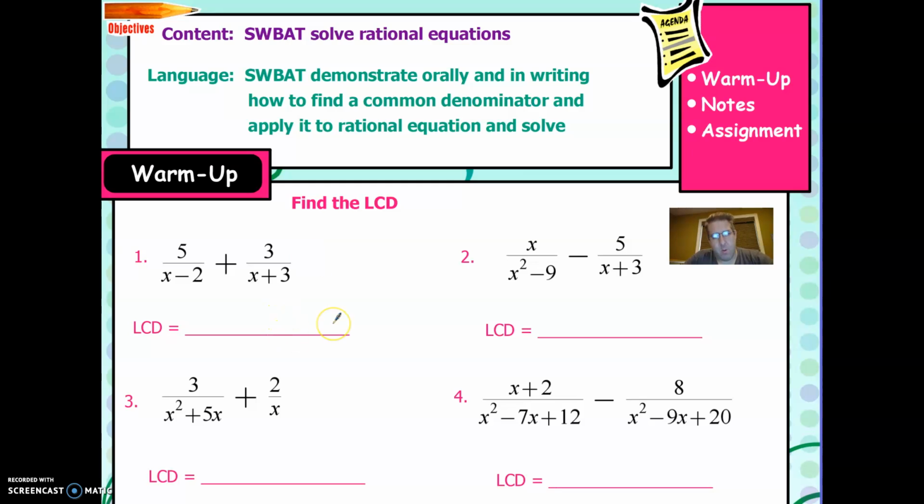We're going to be solving rational equations in this video. So starting off with a warm-up on what we had done prior. When we were adding and subtracting rationals, we had to find the LCD, least common denominator.